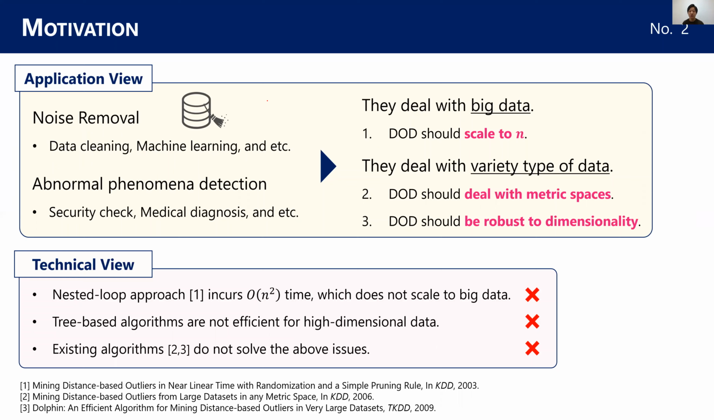One straightforward solution is a nested loop. Clearly, it incurs a quadratic time to the size, and it is not feasible to big data. Tree-based filtering is also a classic technique, but it is efficient only for low-dimensional data, so this is not a good solution for high-dimensional data. There are some DoD algorithms which can be used in metric spaces, but they still have the same drawbacks.